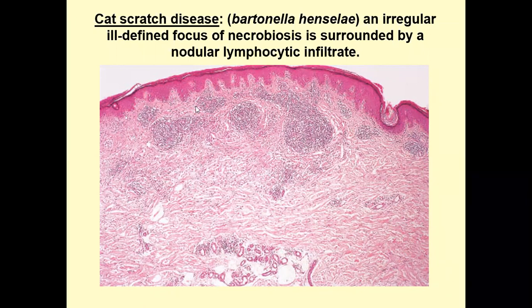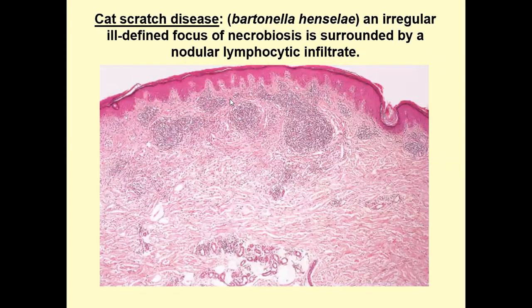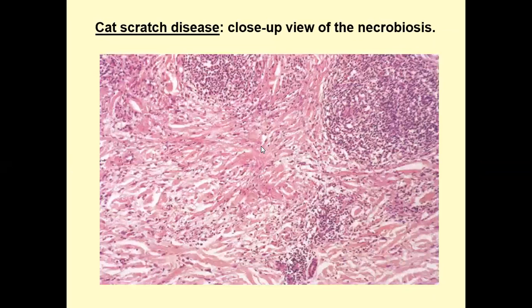There will be ill-defined foci of necrobiosis surrounded by nodular lymphocytic infiltrate. It is not a necrobiotic granuloma, but there will be lymphocytic follicles. This is not a specific finding of cat scratch. So this is necrobiosis surrounded by lymphoid follicle formation, not granulomas like necrobiosis lipoidica or granuloma annulare.